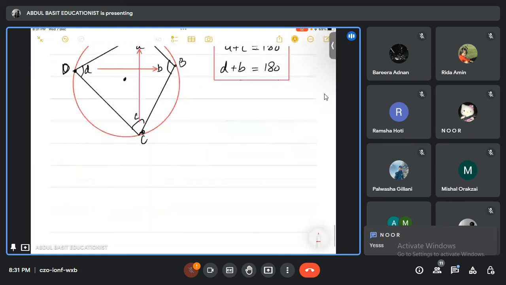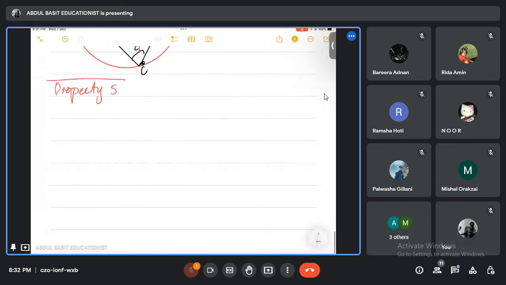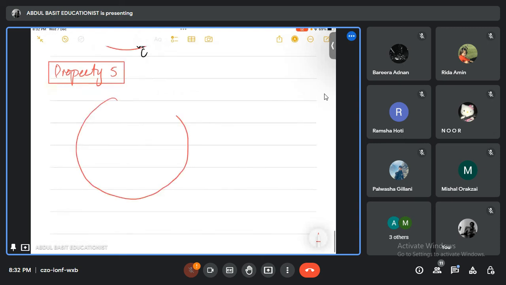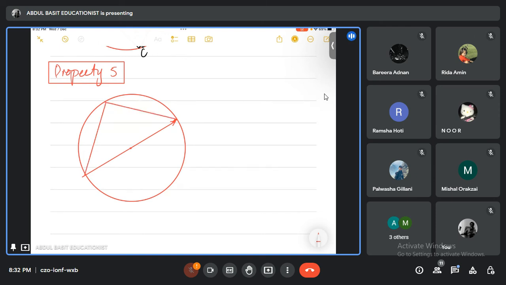Now property number 5. According to this property, angle in a semicircle is 90 degrees. For example, let me draw the point and a line as well. This is half of the circle. Now I'm going to draw an angle. An angle in a semicircle is what? It must be equal to 90 degrees.